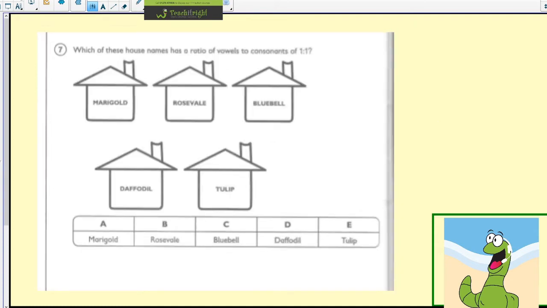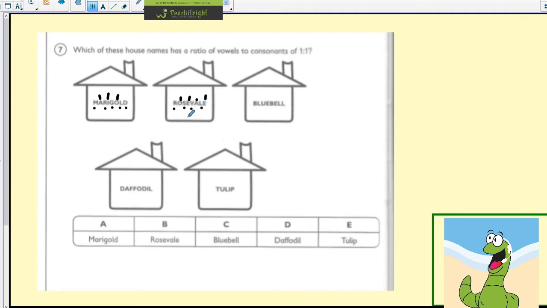Number 7. Which of these house names has a ratio of vowels to consonants of 1 to 1? For this, I'm definitely going to list out, I think, as we go through. The answer for this one, I believe, is Marigold, because if we look, there are 4 vowels, M-A-R-G-O-L-D, to 1, 2, 3, 4, 5, 1, 2, 3, 1, 2, 3, there's not.